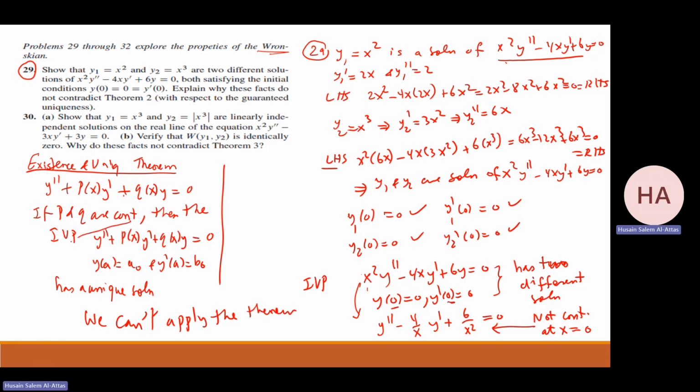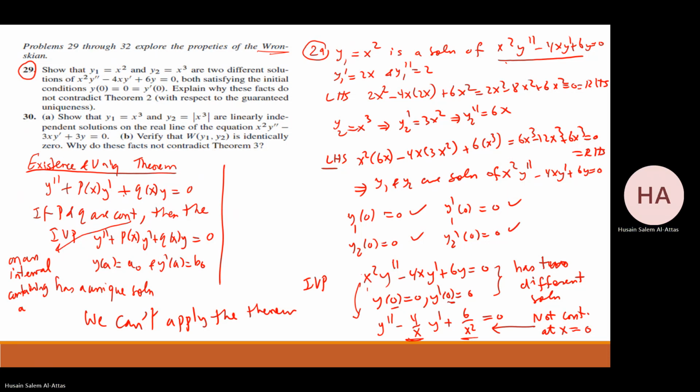The coefficients need to be continuous in an interval containing a, which is 0 in this case. There is no way I find the interval where these two functions are continuous.